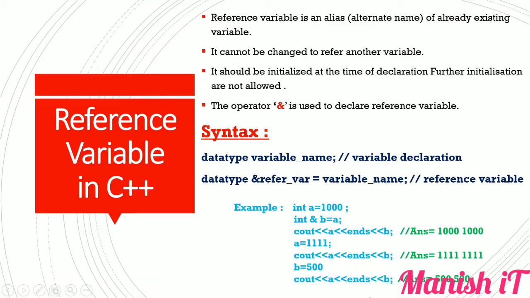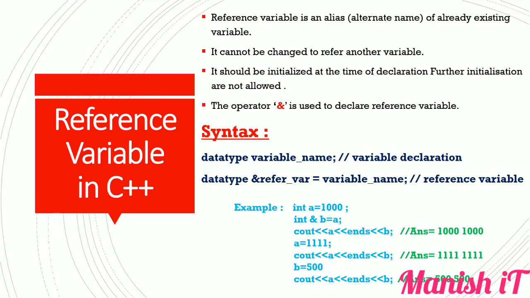And alias variable: alias means alternative name. So here b is an alias of a. That's why whenever the a value is changed, the b value is changed, and whenever the b value is changed, the a value is changed. We can see it in our programming.